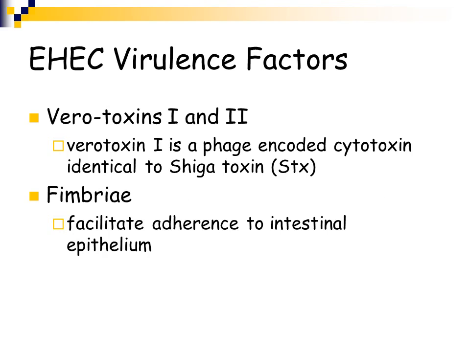The virulence factors of EHEC contain verotoxins 1 and 2. Verotoxin 1 is a phage-encoded cytotoxin that is very similar to Shiga toxin, and Shiga toxin is produced by Shigella. So phage-encoded, if you remember from our week 1 lecture, means bacteriophage. The phage are viruses that will infect bacteria. And EHEC also has fimbriae, which will allow the organism to adhere to the intestinal epithelium.